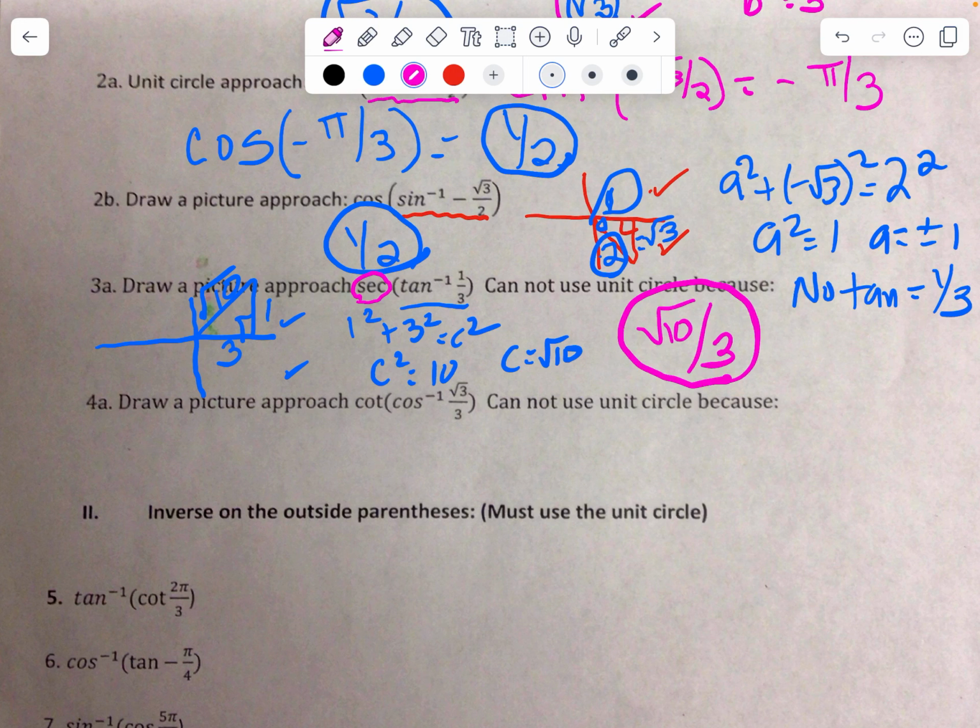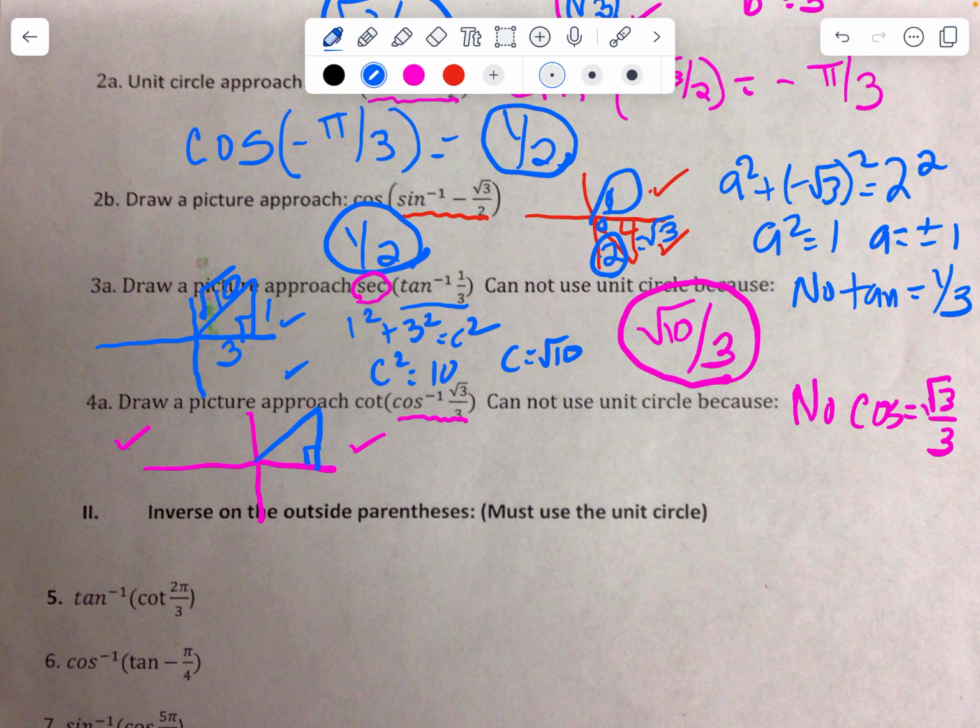Okay, same thing with the next problem, 4a. Cosine inverse of root 3 over 3. Why can't I use the unit circle for that? Because there's no angle that has a cosine equal to root 3 over 3. So I have to draw a picture. Now remember, cosine inverse is defined in quadrants 1 and 2. But because the cosine is positive, it must be in quadrant 1.